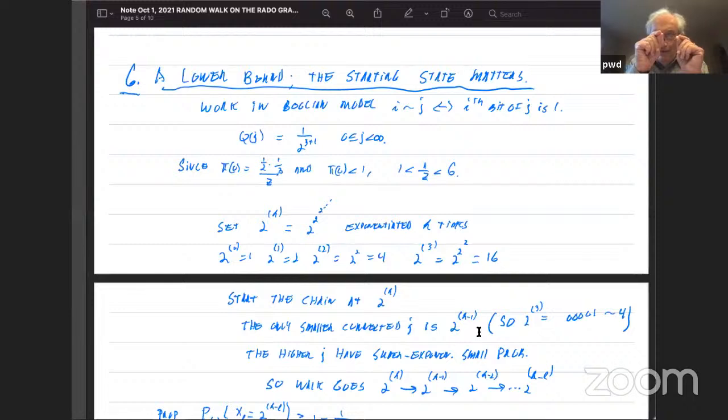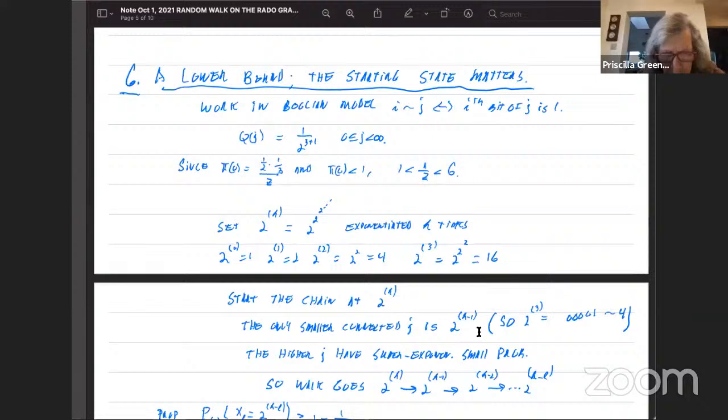The j's that are connected to 2 to the k that are larger are super exponentially bigger, because they have to have a 1 in the 2 to the k position. So they're at least, you know, they're huge numbers. So of course they have super exponentially small probability. So the chain started at 2 to the k with probability approaching 1 goes to 2 to the k minus 1. And then it goes to 2 to the k minus 2, et cetera. So it slowly marches down to where it's small, and then it can bobble around a little bit.